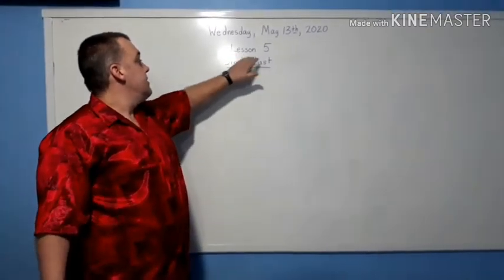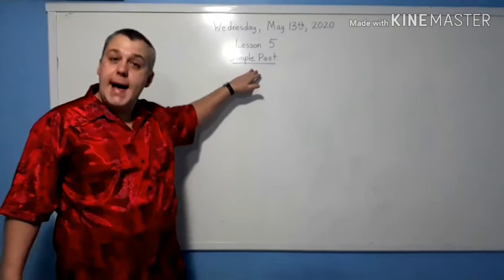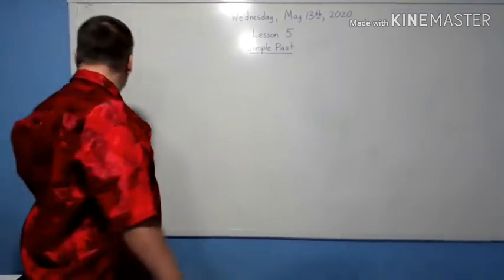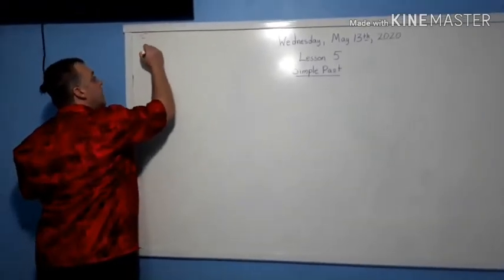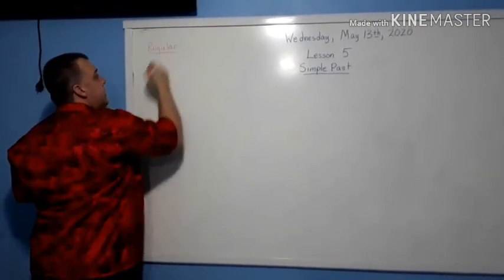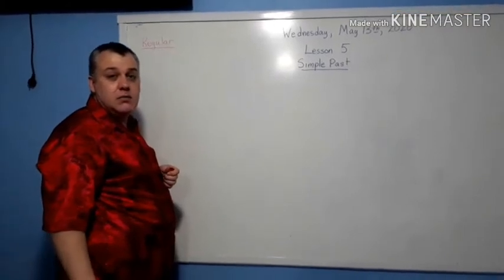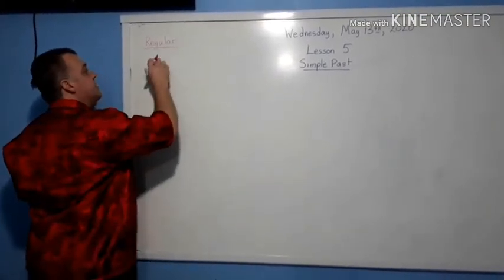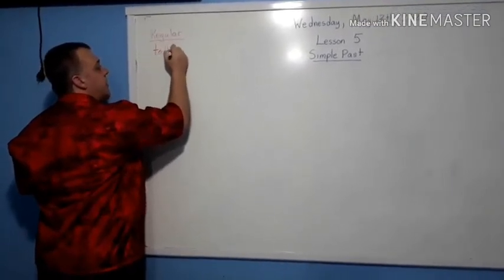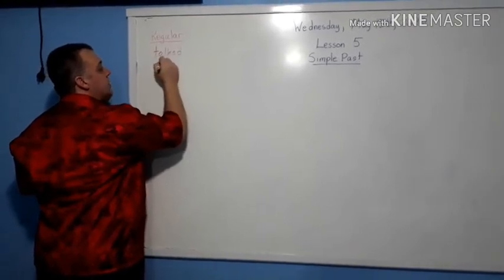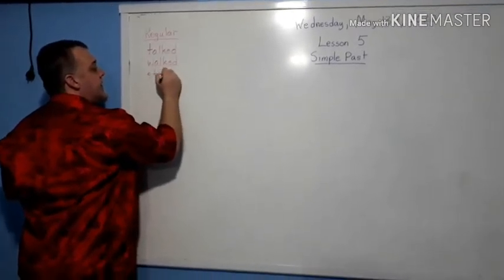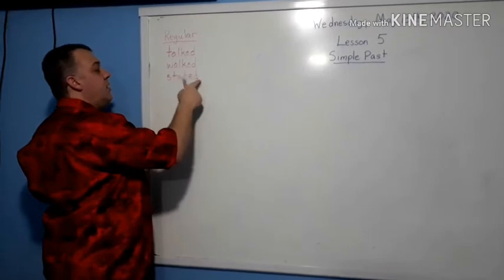2020, it is lesson 5. We will do the simple past. So let's review regular and irregular verbs. A regular verb simply ends in ed. Every time in the past tense, it has the ed. For example, talked, walked, stated. That means you said something. All of these have the ed.